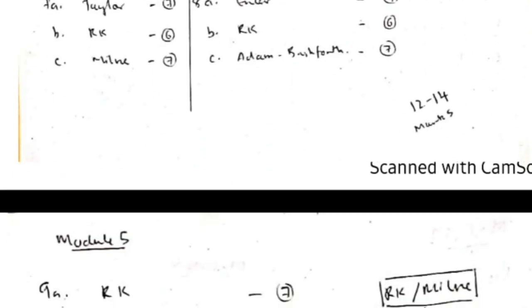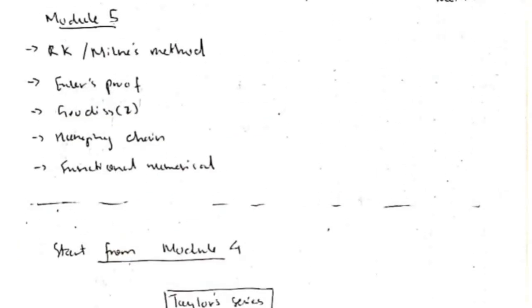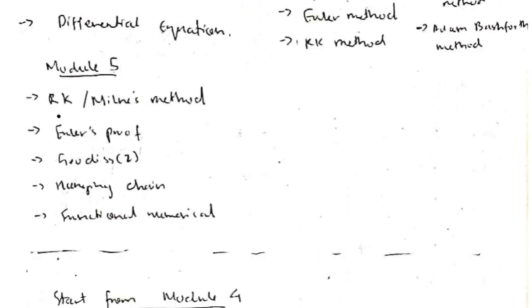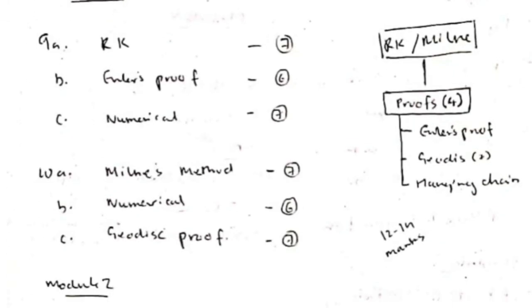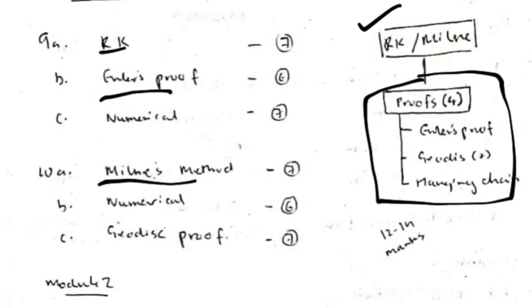Now coming to module 5, see here, in module 5 we have a total of 5 topics. We have either RK or Milne's method, and we have 4 proofs here, and the functional and numerical part. Okay, so in the question paper, firstly either RK or Milne's method will be asked, so you have to be thorough with one of these, and in the second part you will have the proof part. Okay, either of these 4 proofs will be asked. So if you attempt this one and any proof with that, you can score 12 to 14 marks very easily.